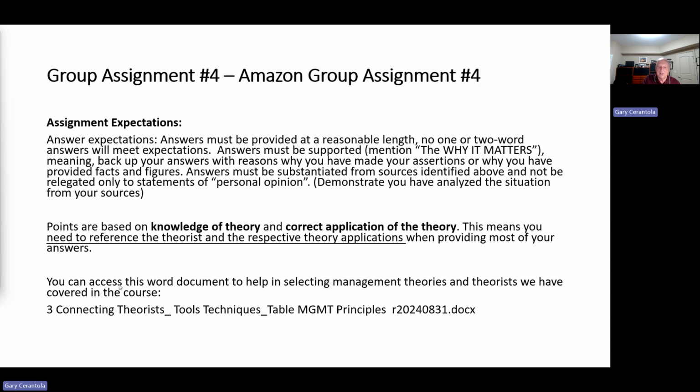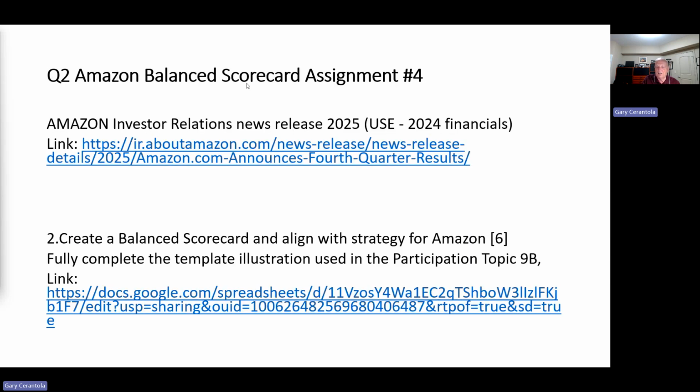And the best thing that you can do is go over these documents that I've provided you in terms of connecting theorists, tools, and techniques, and go from there. Here's for question 2, you can see that here's where you can find the 2024 financials, and that should really give you an idea of how to complete the actual balanced scorecard in question number 2. And again, use the template that I've given you.